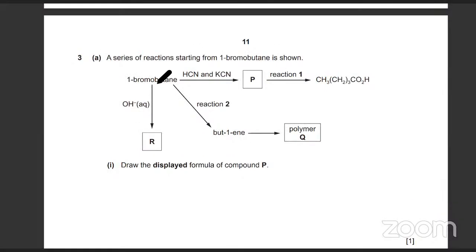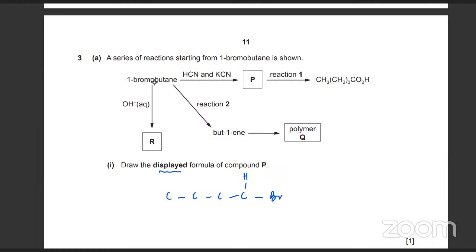bromobutane. You're having a reaction with bromobutane. Draw the displayed formula of compound P, which is this one. So what happens when you react bromobutane with HCN and KCN? Bromobutane is this thing. It's got one bromine at the first carbon. These are all H atoms.